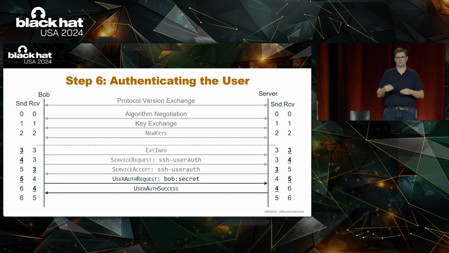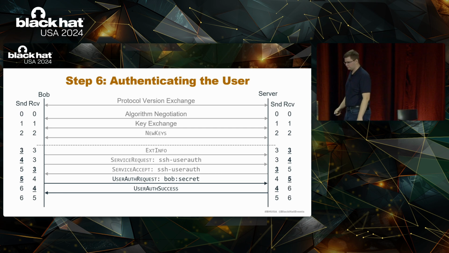We will put a Bob secret as our authentication, and we will then get either a user authentication success message, which signals that the authentication was indeed successful, or we will get a user authentication failure, which means that the client has to try another method of authentication. Now that's all regarding the normal protocol flow.